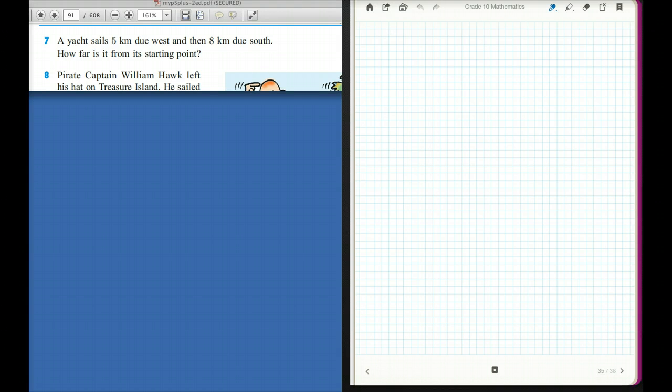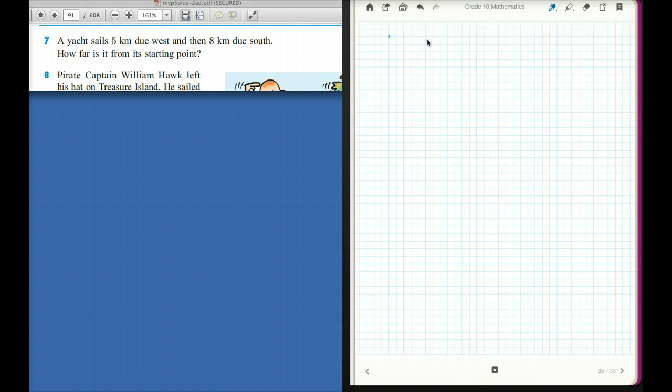Okay, yacht might be a new word for some. It's also pronounced a little bit differently than it's spelt. In German you would say Yacht, but in English we say a yacht. And it's a type of boat or type of ship. It's sailing, so it's on the water. And we're going to try to draw a diagram of this situation.